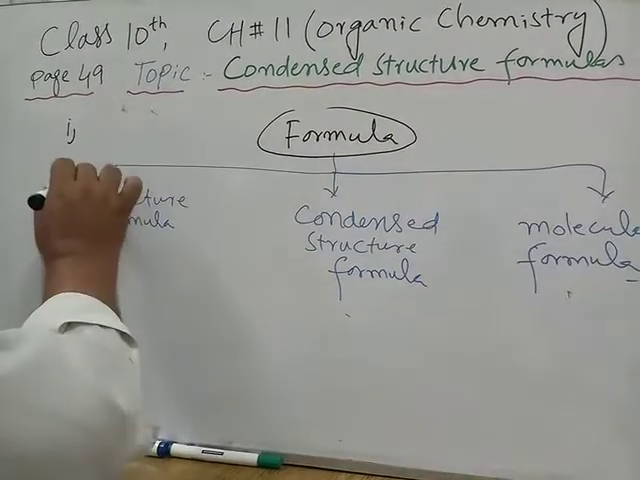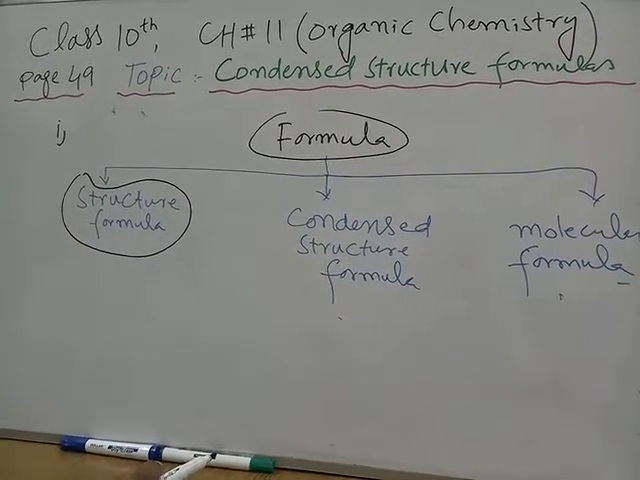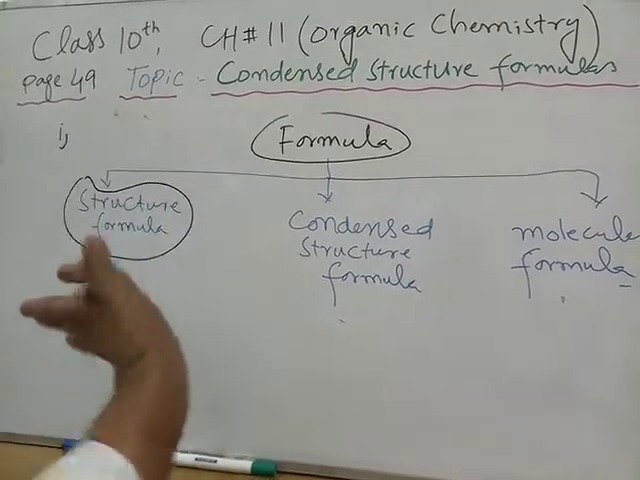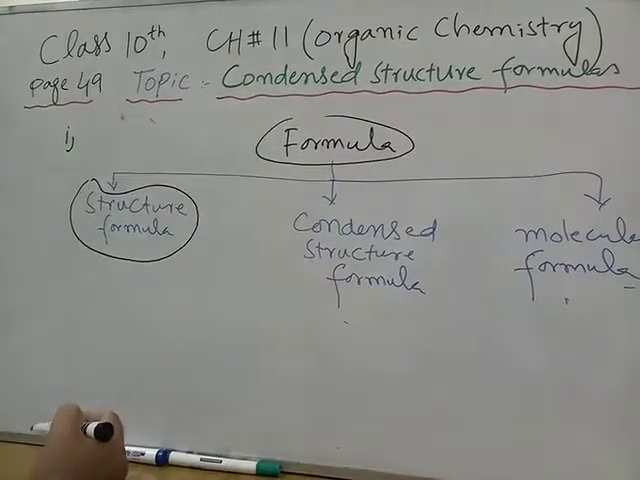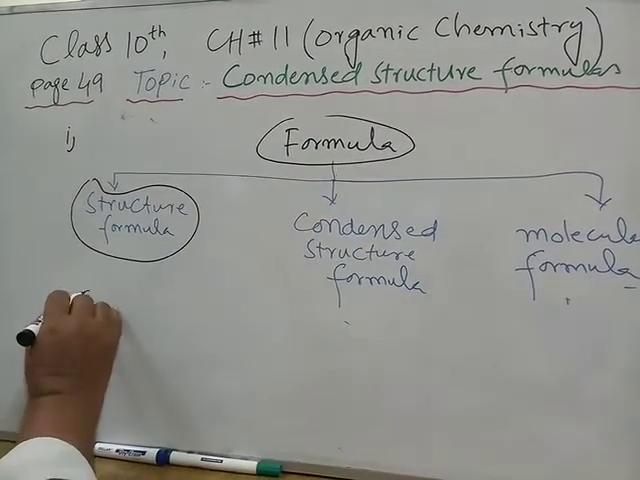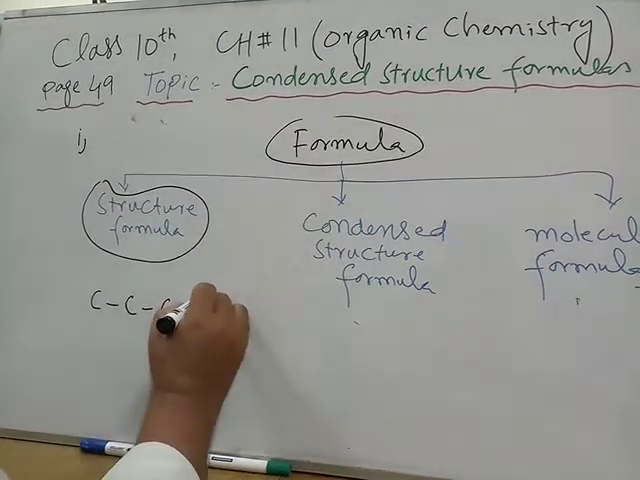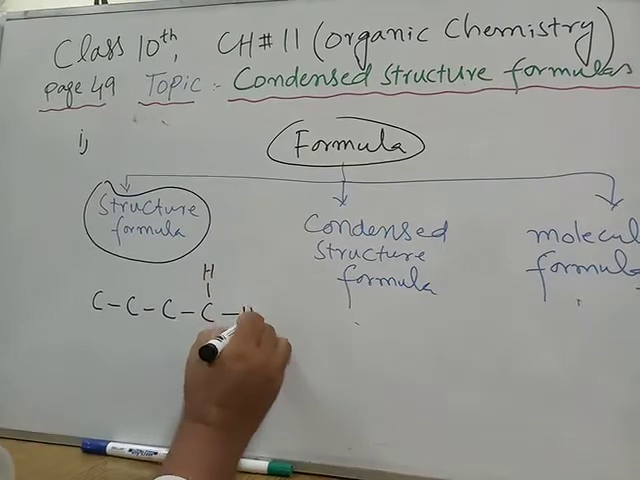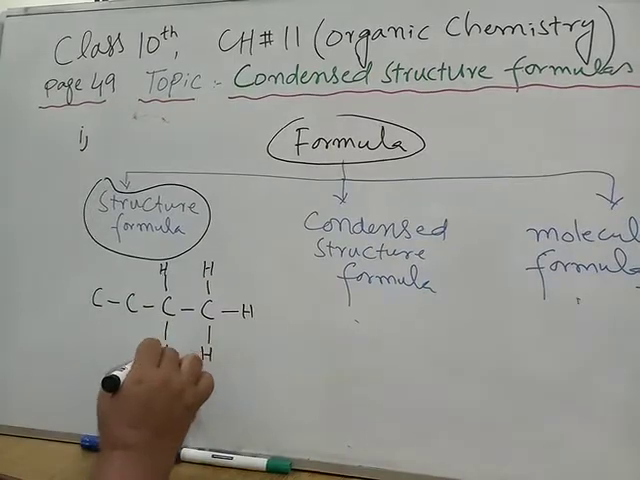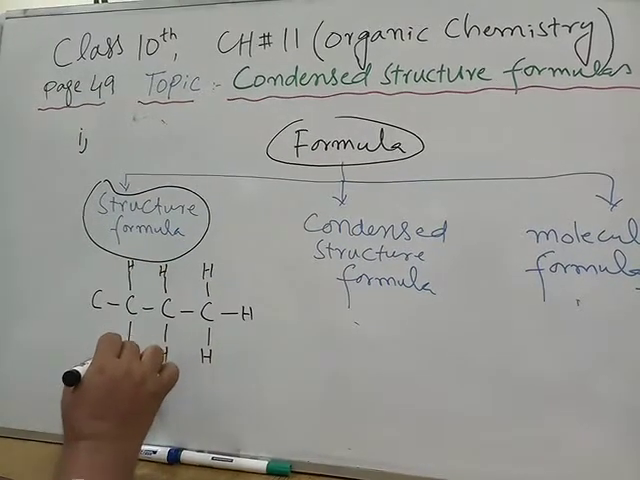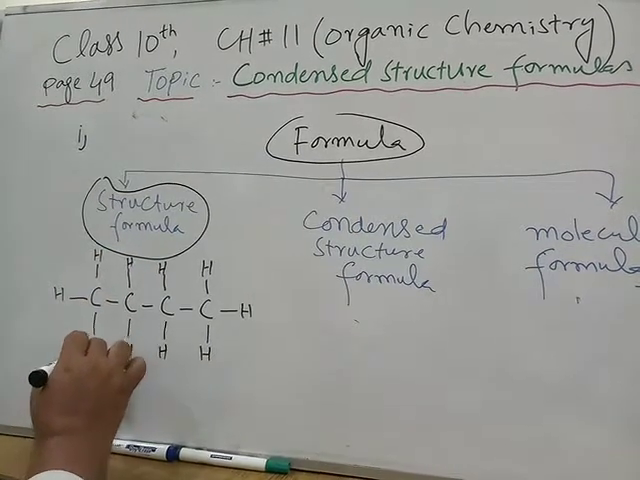First of all, we will discuss structure formula. Structure formula is the formula which shows the arrangement of atoms in a molecule of an organic compound or a substance. For example, let me draw the structure of butane. This is butane. It has 4 carbon atoms and 10 hydrogen atoms. They are connected in this pattern. This is called structure formula.